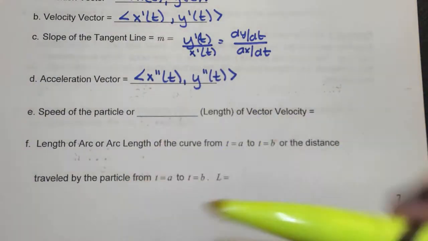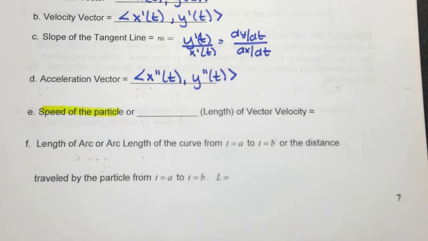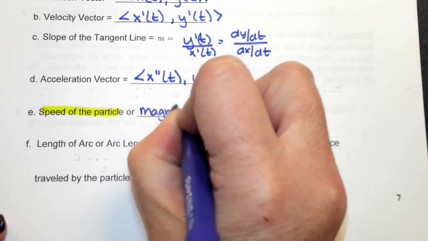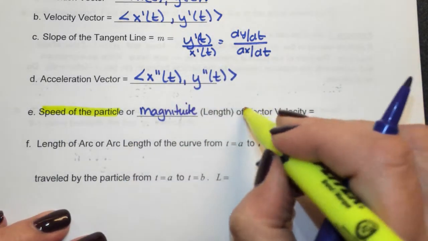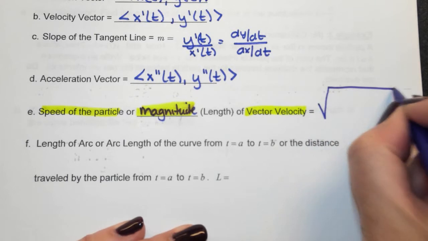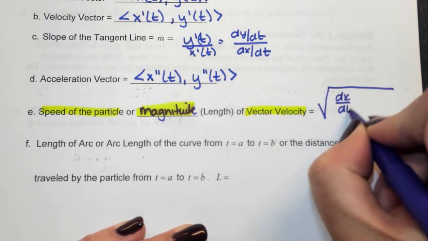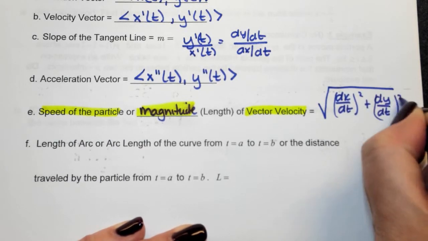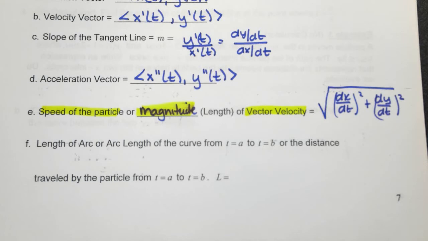So now you have to read carefully. We talk about the speed of the particle, or when we talk about length, we talk about the magnitude of your velocity vector. So again, they may ask you about speed or magnitude of your velocity vector. It's going to be this formula, the square root of dx dt squared plus your dy dt squared. So we talked about the arc length of parametric functions last class. It's that part in the integral. It's that square root of your dx dt squared plus your dy dt squared.